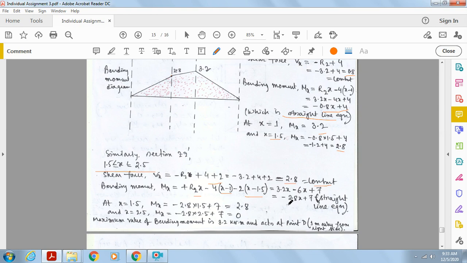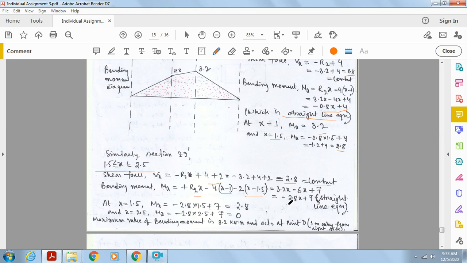So just put x equal to 1.5 in this equation. Mx is coming 2.8. So locate Mx at the point x equal to 1.5, so it is coming on the bending moment diagram 2.8. Similarly, put x equal to 2.5. The value is coming 0. So in the bending moment diagram, locate the 0 value at x equal to 2.5.